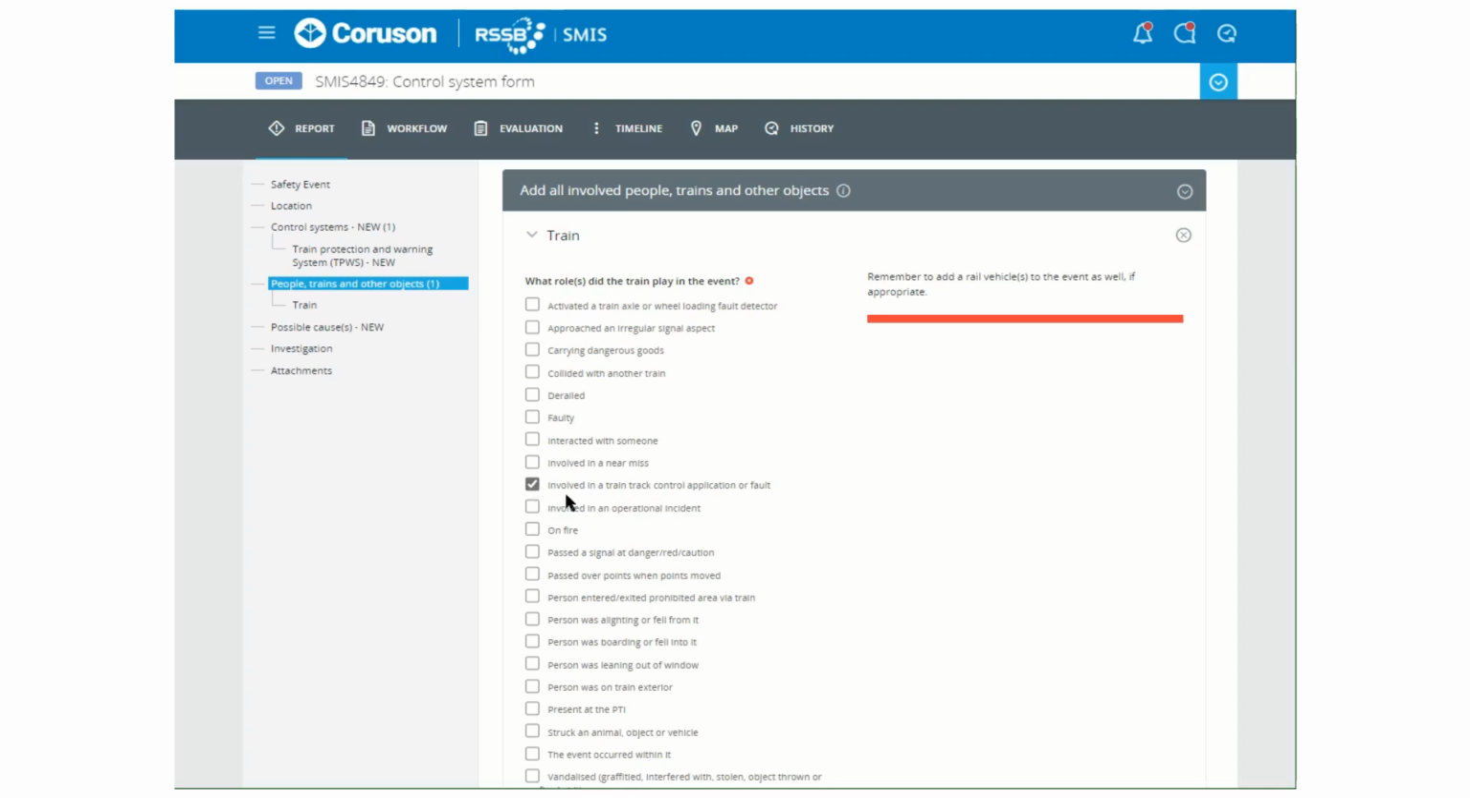Just as a reminder though, you select as many roles as are applicable. So say for example, if like previously was mentioned, the train was also speeding at the time, so had a prior sub-event of railway operating incident, you can also select the role for the train of involved in an operational incident.